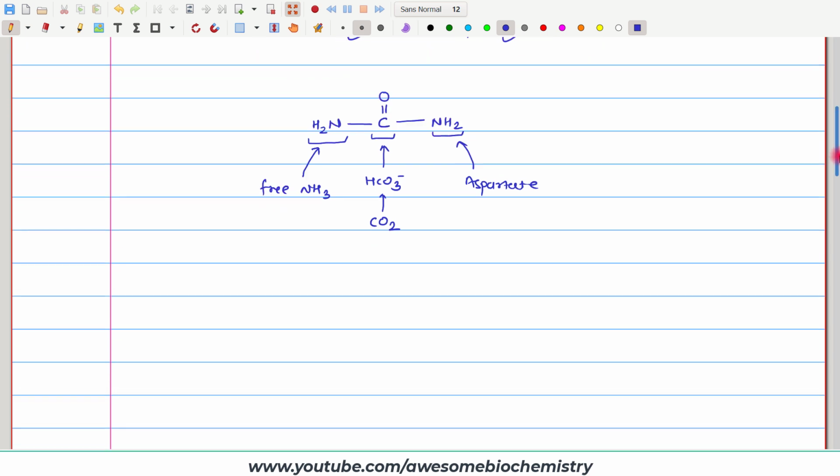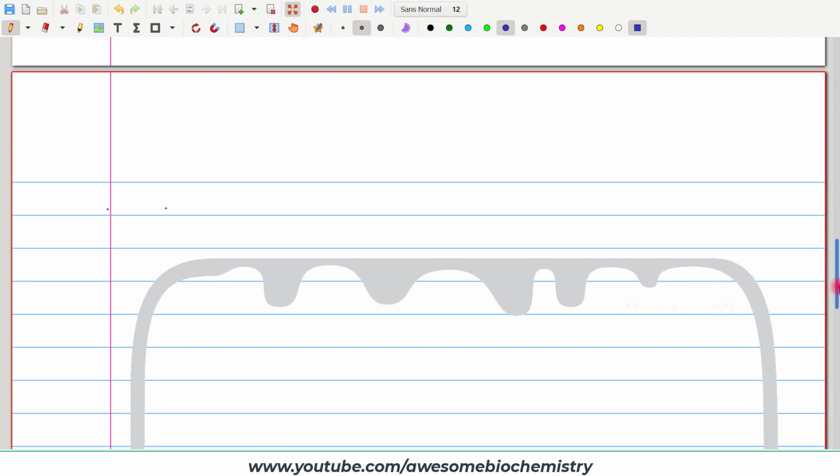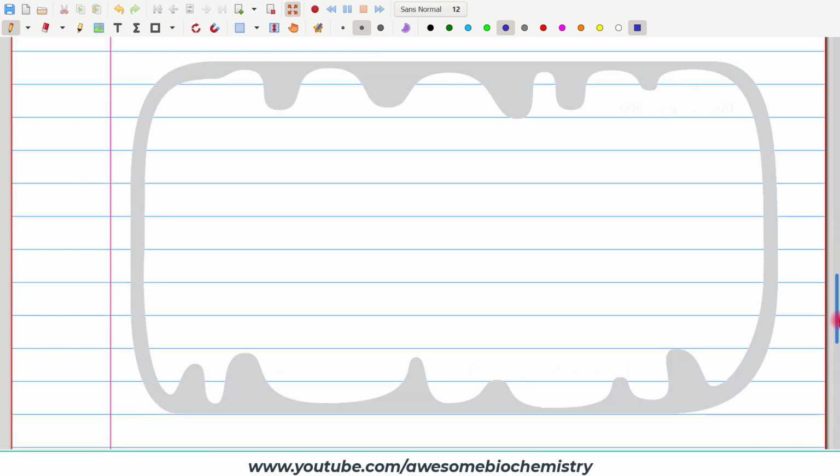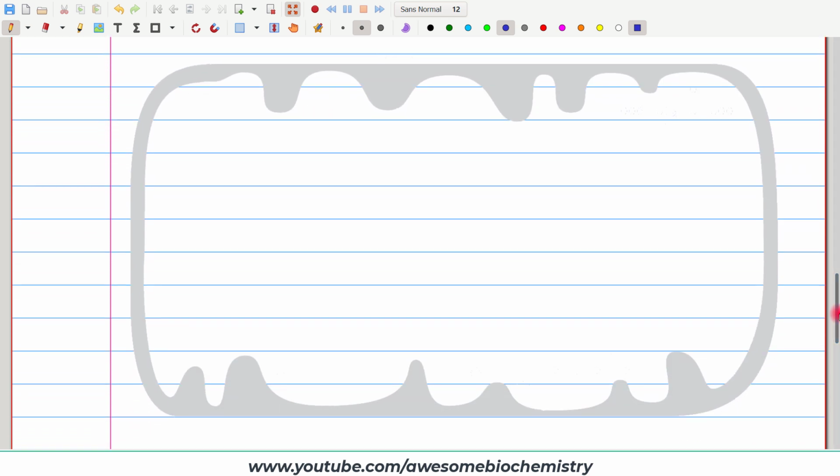Now, let us look at the urea cycle reactions. As I told you, the urea cycle occurs partly in the mitochondria and partly in the cytosol. So, the first 2 steps of the urea cycle occur inside the mitochondrial matrix. In the first reaction, bicarbonate reacts with free ammonia and generates carbamoyl phosphate.